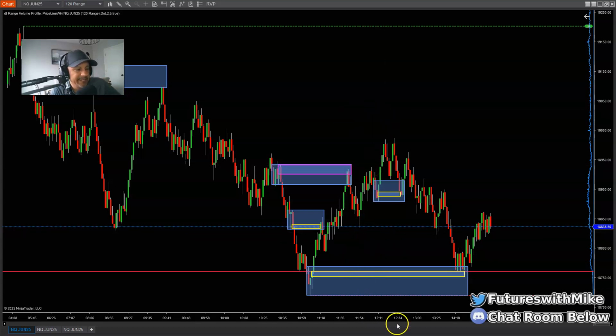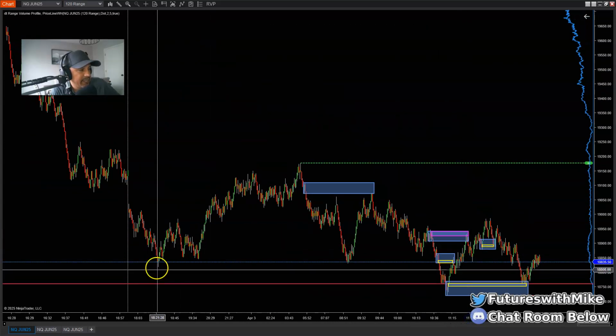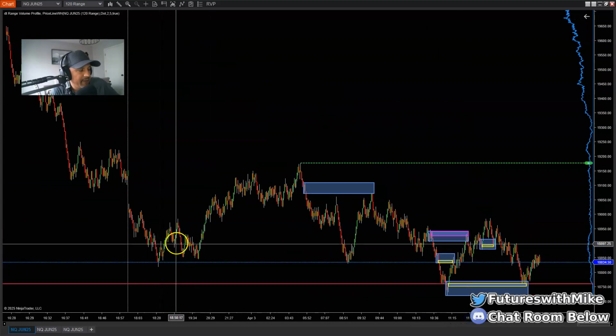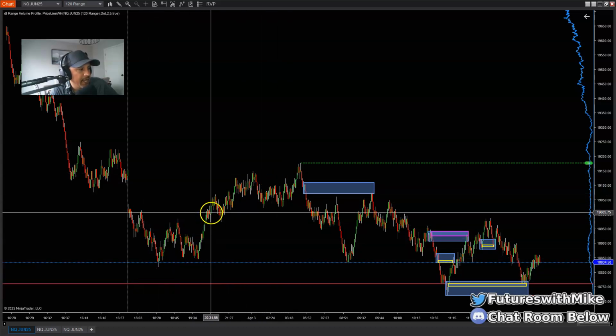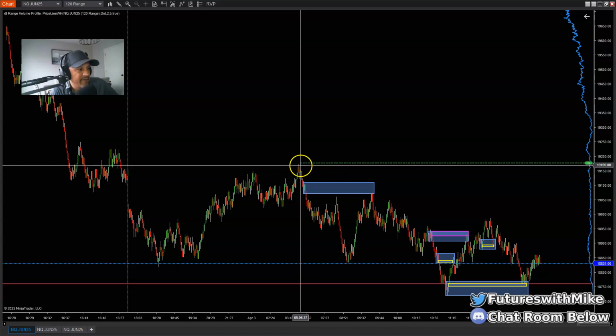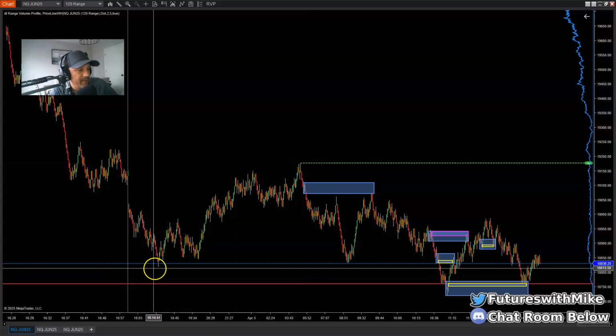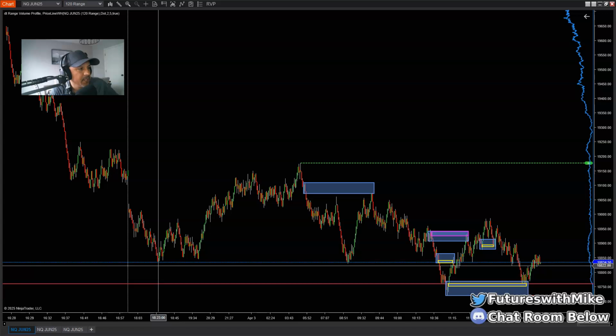So if we pay attention here, what we can see is that there was a low that was created right here, right? And then the market started making these higher highs and higher lows. So it was creating structure as it was pushing higher, right? So we have a major high resting right here, and we have a major low resting right here. So you have to be able to see that.